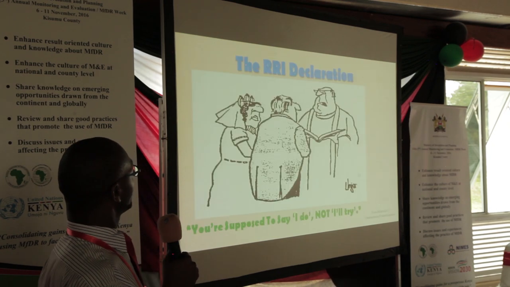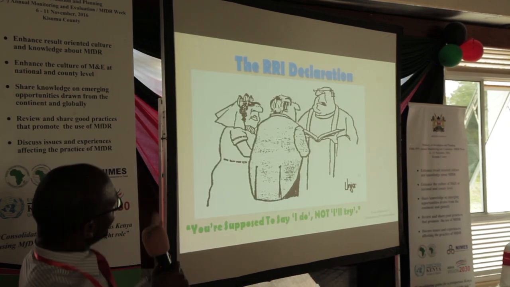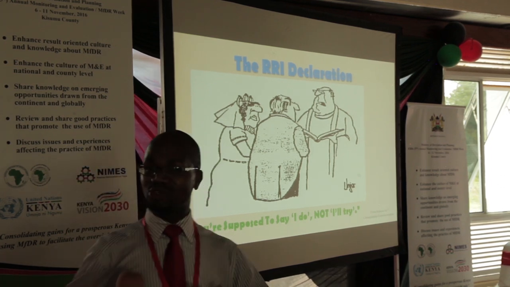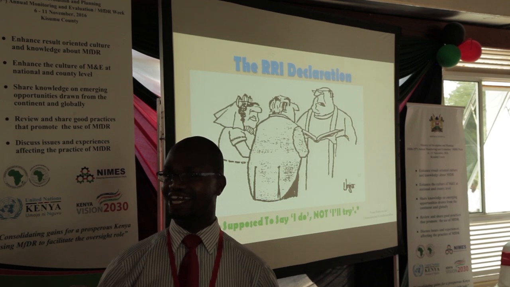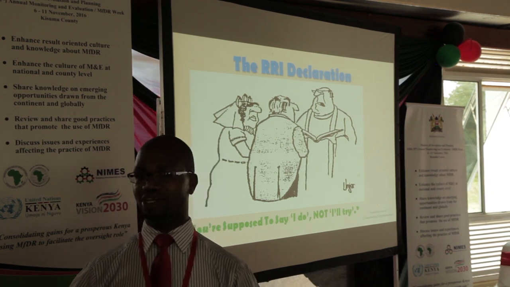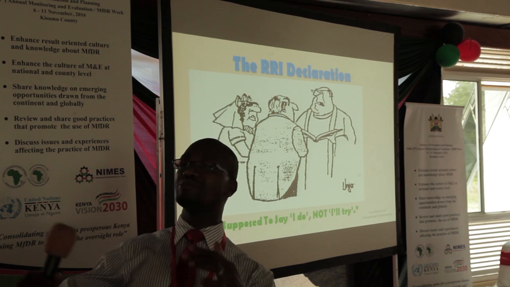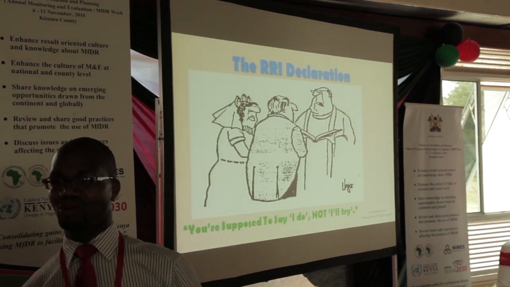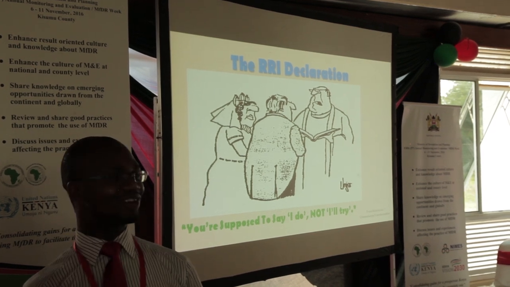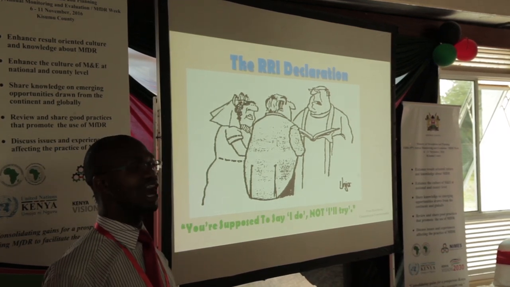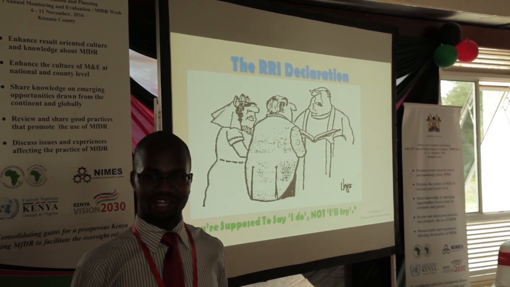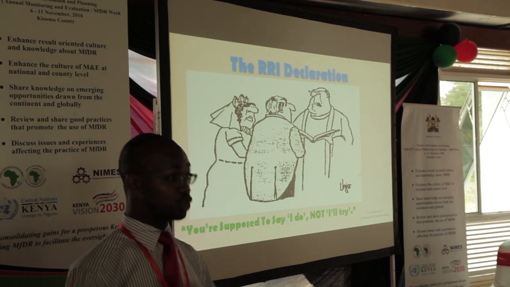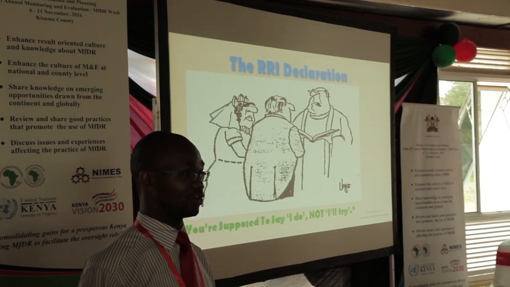Let's move. In the RRI declaration you are supposed to say, I do. Not, I will try. You can imagine you have a beautiful lady, you want to marry her. And you are told by the pastor, the bishop, to declare. Then you say, you, Miriam, I will try to marry you. Will she marry you? Or you tell Joseph, I will try to marry you. Joseph will actually not even marry you, or Miriam and vice versa. You have to say, I do. That's the RRI clarion call.